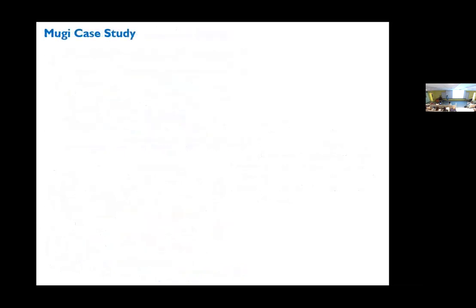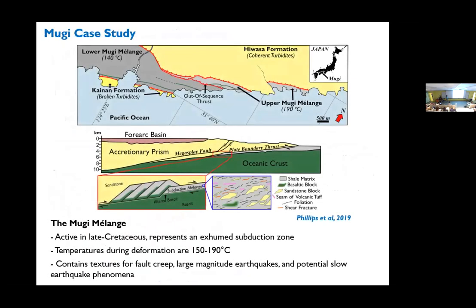Okay, so now we'll get into looking at some rocks. What I want to show you today is this exhumed melange. It's a late Cretaceous melange, so it was active about 60 million years ago. It represents an exhumed subduction zone where the subduction interface was underplated to the accretionary prism above.